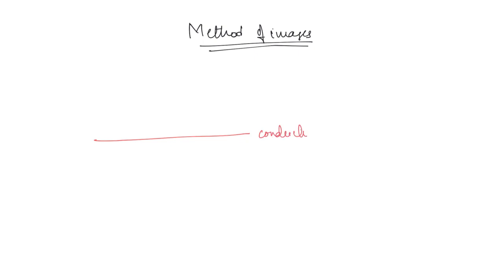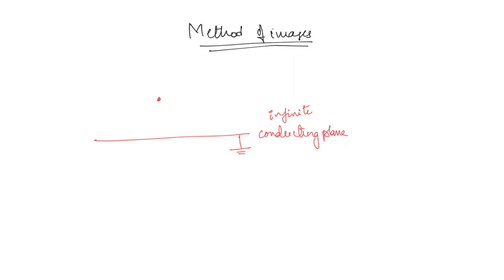Method of images. So this is basically used to find out the electric potential, field, and flux density for this kind of configuration. Say this is a conducting plane, an infinite conducting plane. It should be infinite and it should be grounded, and here you have a charge.